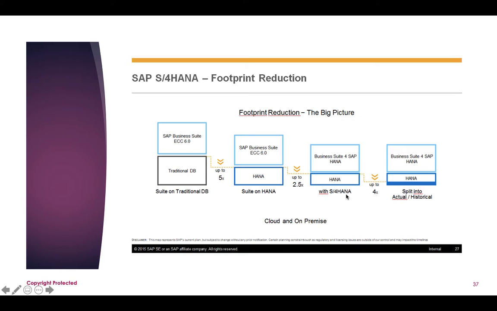If somebody moves to S4 HANA, that means they spend money and energy and actually implement Business Suite S4 HANA, the database size comes down a further 2.5 times. And if somebody goes for Business Suite S4 HANA and the HANA database, and creates a split between the actual information and the historical information, they can reduce it by a further 4 times. So in layman's language, if the database size here is, let's say, 100 gigabytes, here it will be much less.